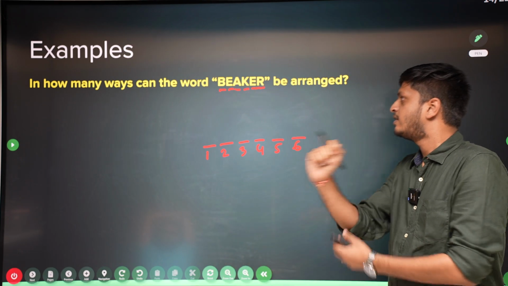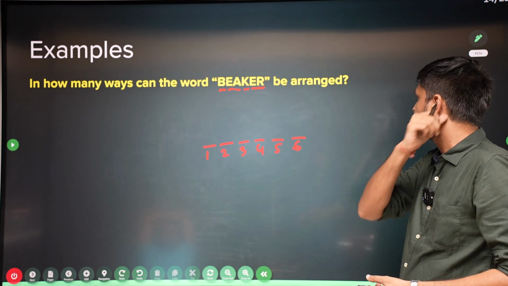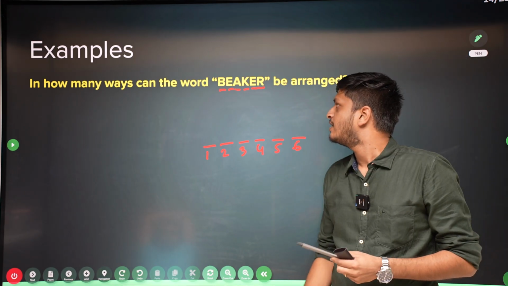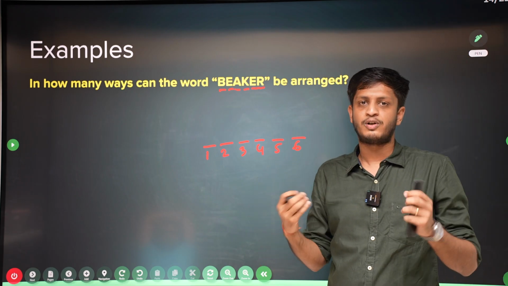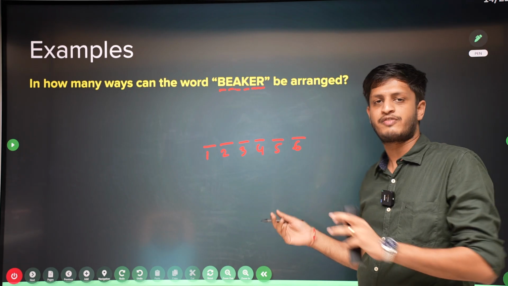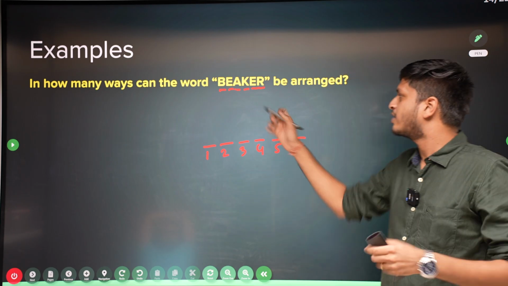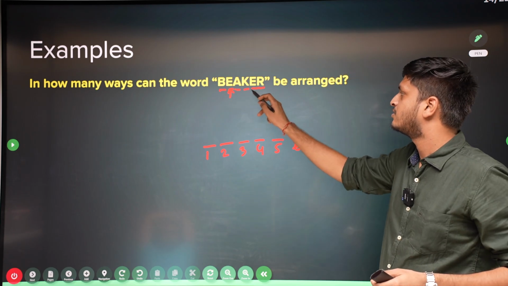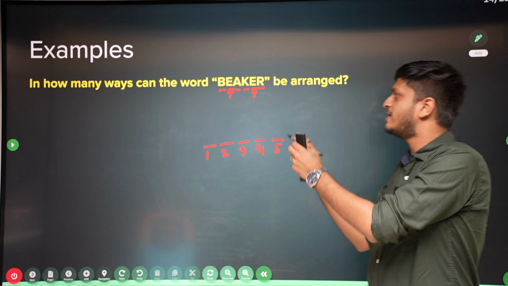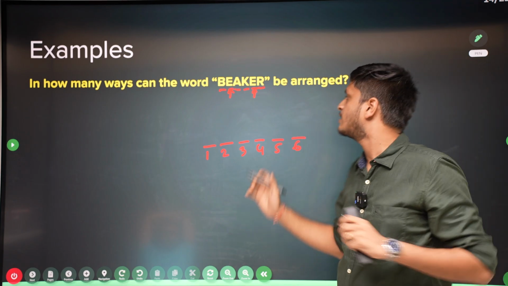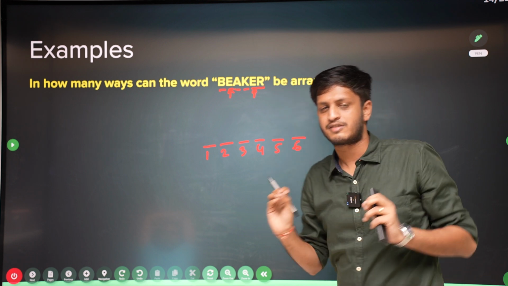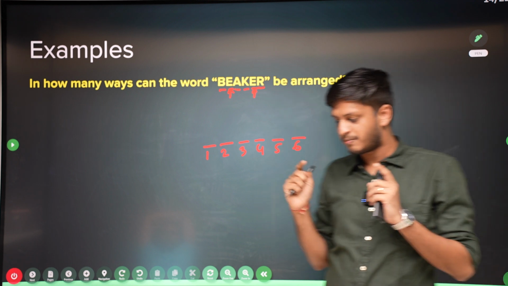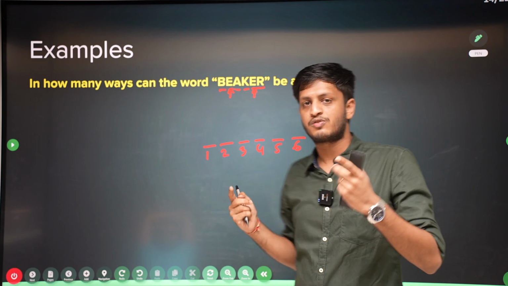Now, whatever we have learned so far, what will be your answer? It would have been 6 factorial, right? Forget about the fact that we have 2 e's right now. If we didn't have 2 same e's, the answer would have been 6 factorial. The number of ways in which we can arrange the 6 letters of the word beaker is 6 factorial, right? But there is a problem here. There are 2 e's.